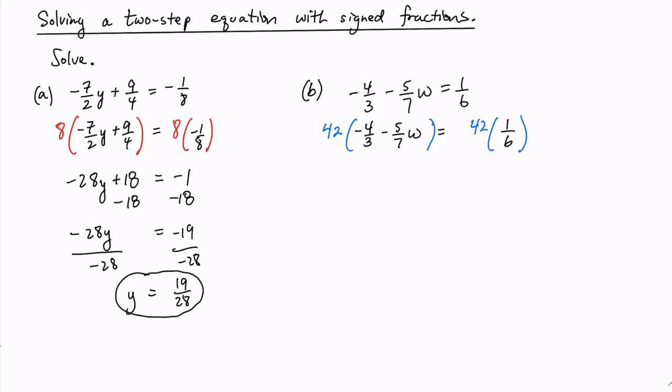So 14 times 4, it looks like 76. Now, if you're not sure, you can always go off to the side and use a little bit of scratch paper. Oh, and it's a good thing I did. It's actually 56. So our next equation is negative 56 minus 6 times 5, which is negative 30w, is now equal to 7. Wow. Notice there are no fractions in this new equation.